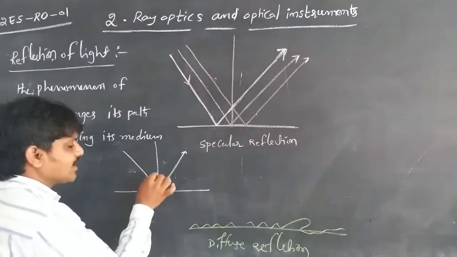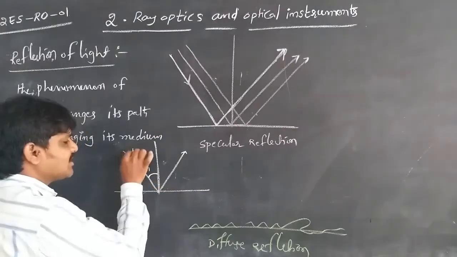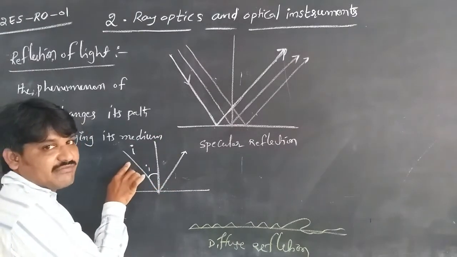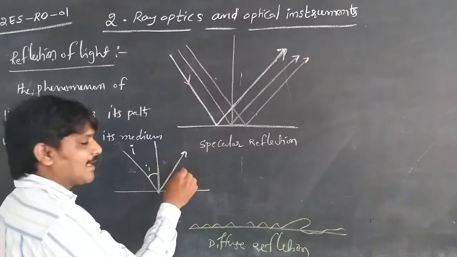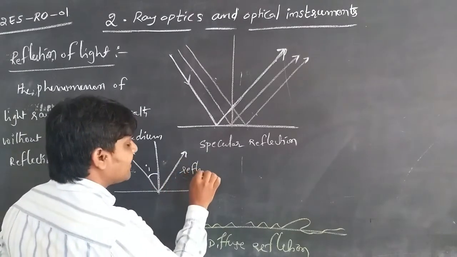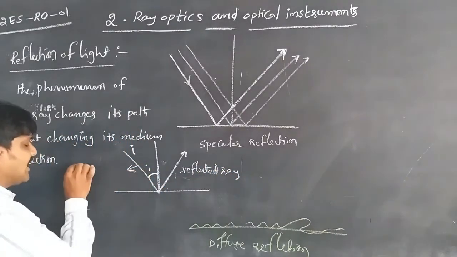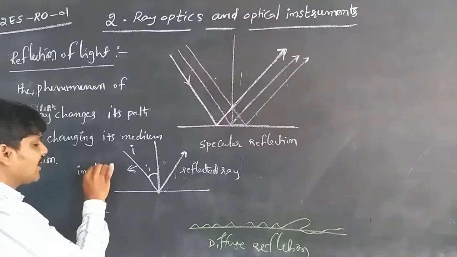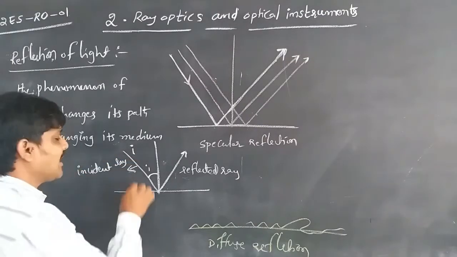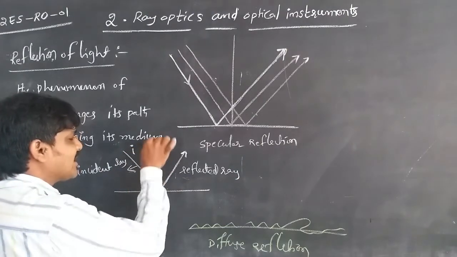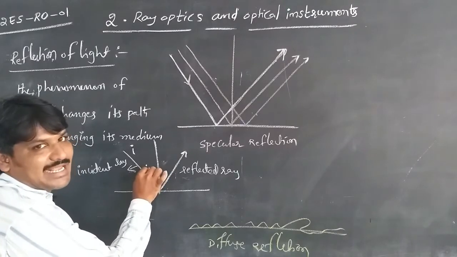If the light ray is incident on a smooth surface, it is reflected and moves into the same medium. This is the normal, and this is the angle of incidence, denoted with I. This is the reflected ray. This is the incident ray. The ray which is incident on the surface is called the incident ray. The incident ray making an angle with the normal is called the incident angle I.